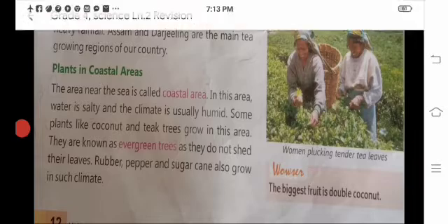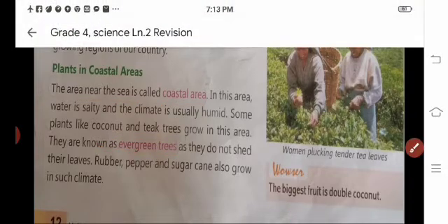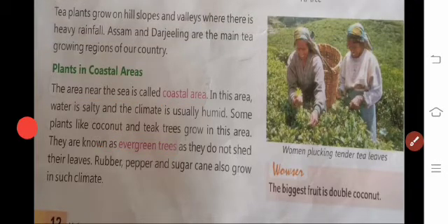Next, plants in coastal areas. How is the area near the sea? The area near the sea is called a coastal area. In this area, it is salty and the climate is usually humid. Plants like coconut and teak trees grow in this area. They are known as evergreen trees. For example, rubber, pepper and sugarcane can also grow in such a climate.